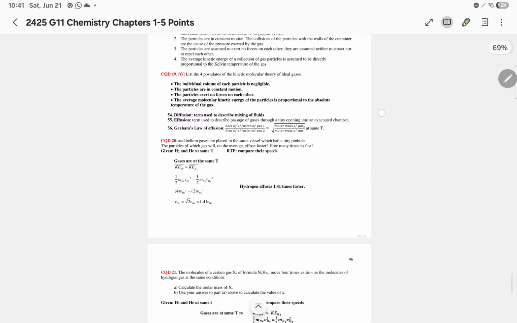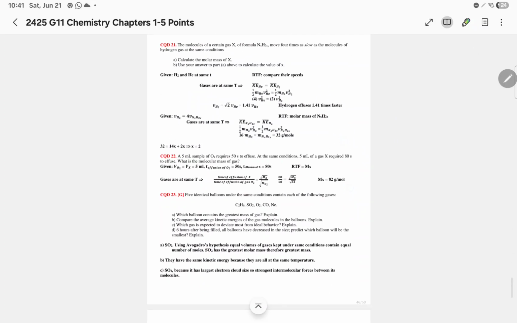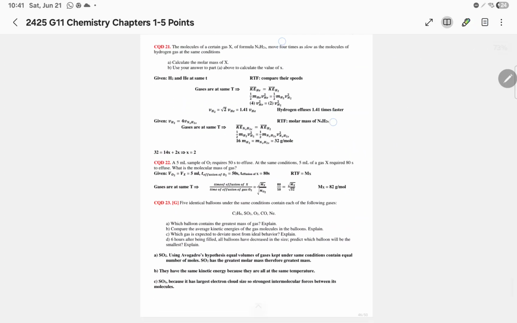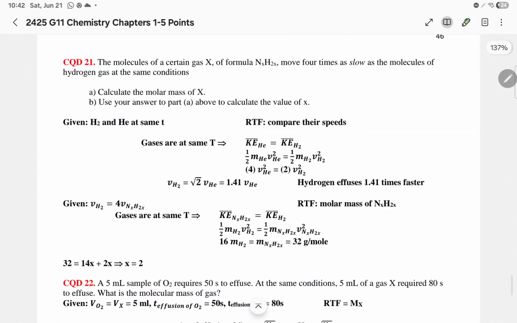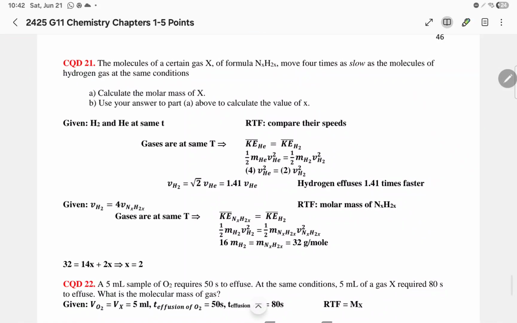Moving on. Okay. Now, the molecules of a certain gas X, which has the formula N2H2X, move 4 times as slow as the molecules of hydrogen gas under the same conditions. 4 times as slow. Now calculate the molar mass of X.